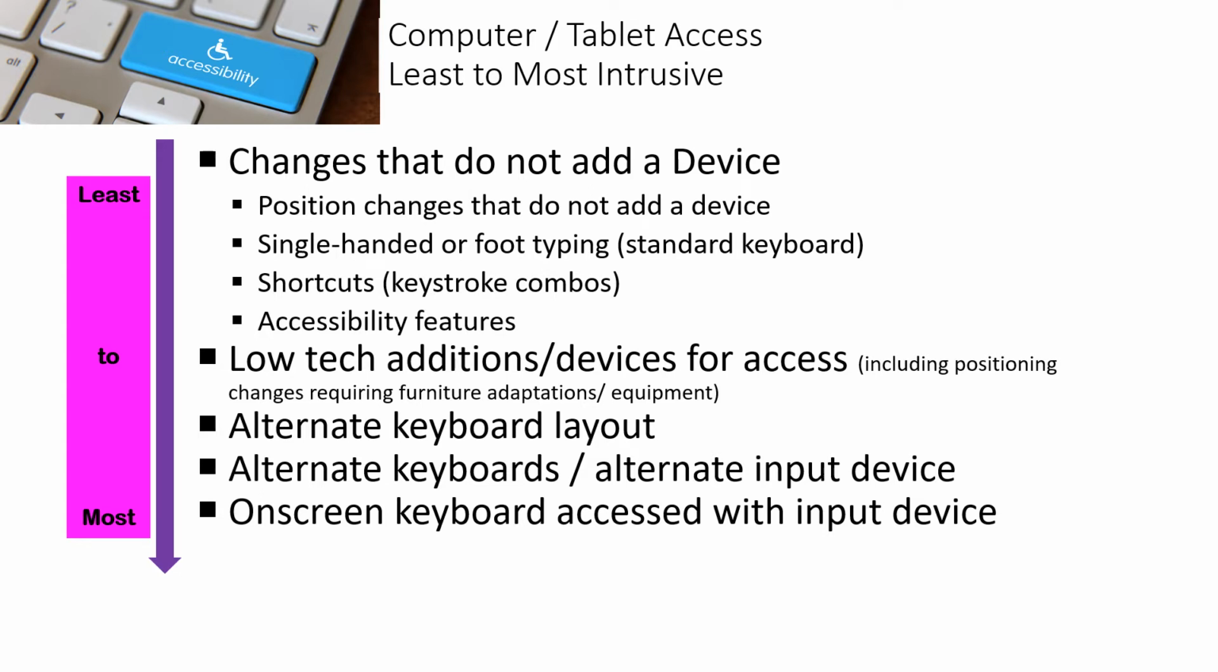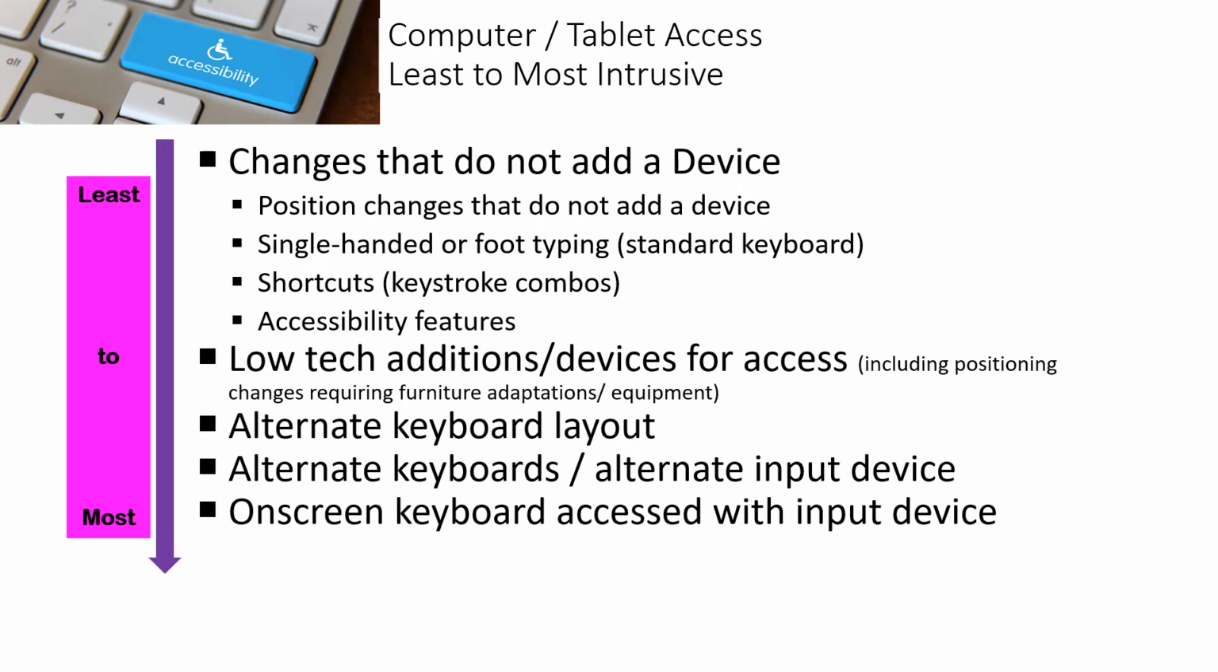Although I'm really going to only talk about computers, the stuff that I'm talking about also applies on most phones and iPads and other tablet devices. So when we think about somebody with a disability accessing a computer or tablet device, there are several ways that they can do that, and this is a hierarchy, kind of sort of the least to most intrusive ways to provide access. The first ones are changes that don't add a device, so just positioning changes for vision reasons or for physical reasons, or a different way to access, one-handed or typing with a foot.